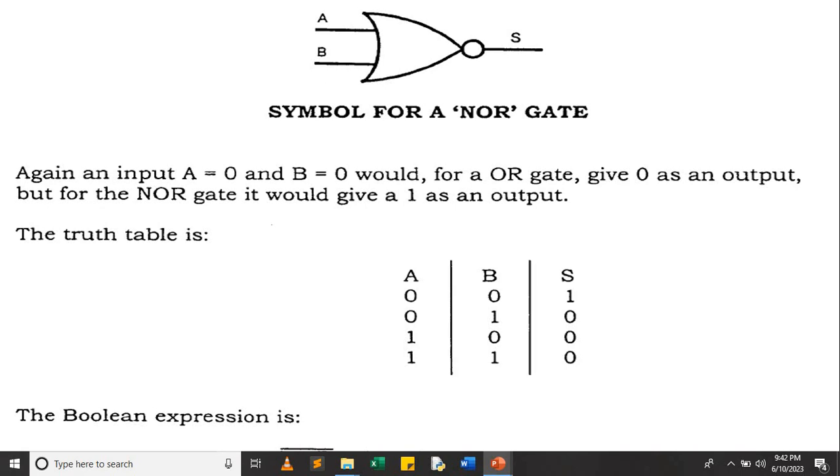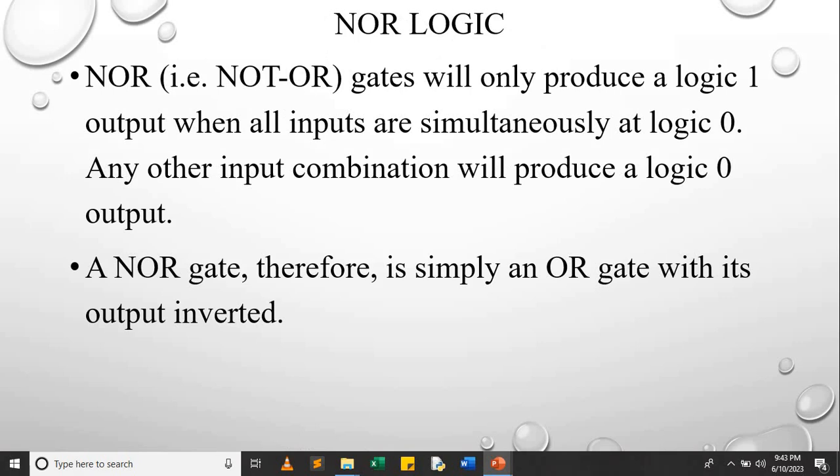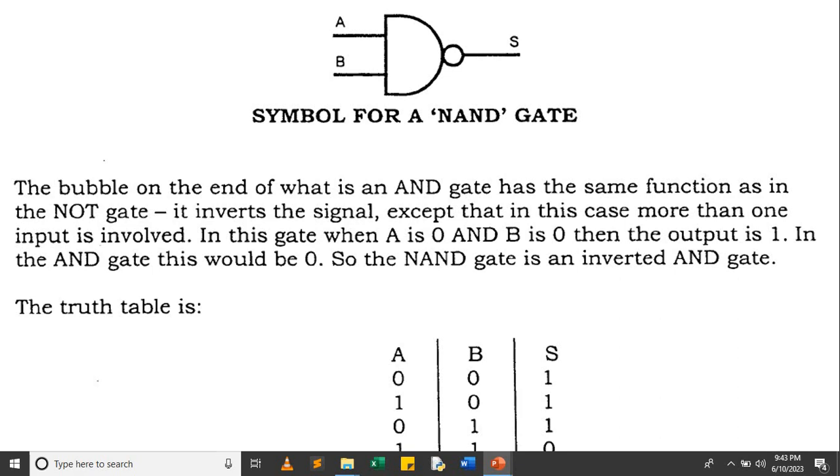It is supposed to produce a 1 when those inputs are both 0. That is, it will produce a logic 1 when all the inputs are simultaneously at logic 0. A NOR gate is simply an OR gate with its output inverted. I think you can say the NAND gate is an inverted AND gate.